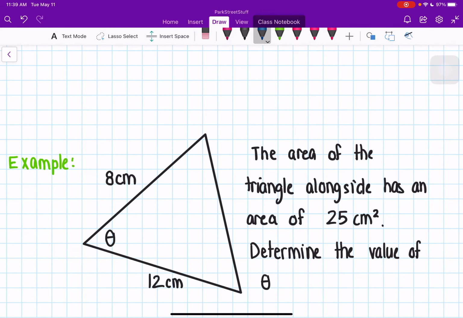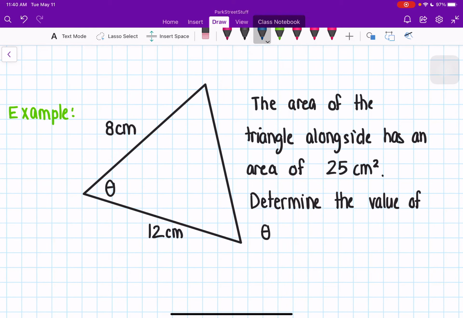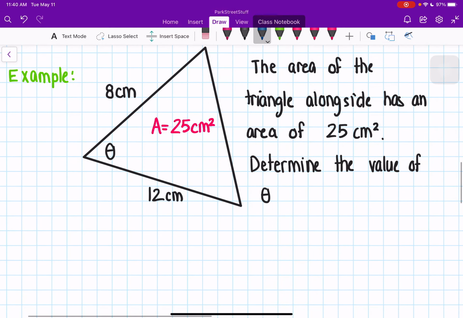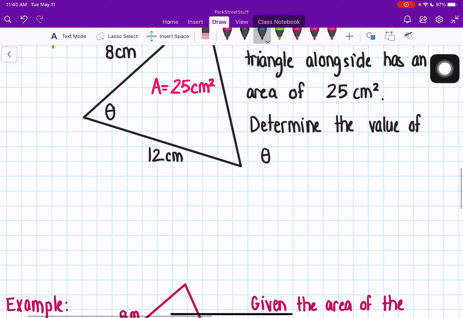We could also have scenarios where instead of asking for the area, we give you the area and now we want a certain property of the triangle. So here we are told that the area is 25 centimeters squared. And we are being asked to find the value of theta. So we can see that we have two sides, and the angle that they contain, and that's the angle we're trying to find. So those are all of the things we need to use the area rule.